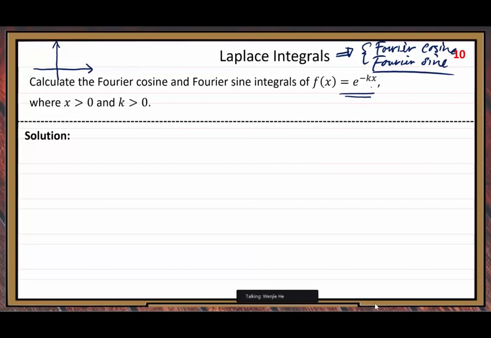X positive, k positive, it's a decreasing function, right? So when x equals 0, it is 1. Okay? 1 is its highest point, right? Starting from this value 1, then it's decreasing, right? And when x goes to infinity, it's 0. The limit is 0. Okay?